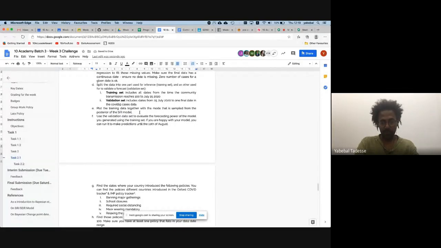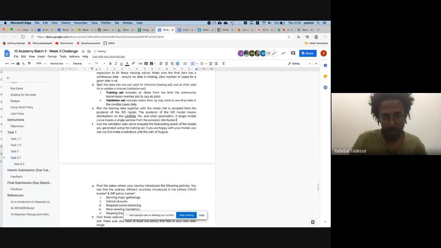The posterior of the SIR model means the lambda, mu and other parameters, and the curve. I will try to make it even clearer.